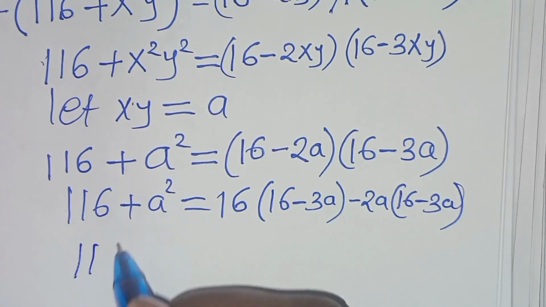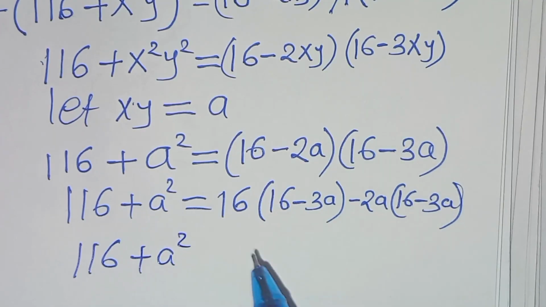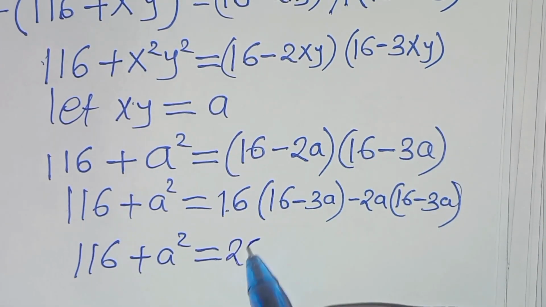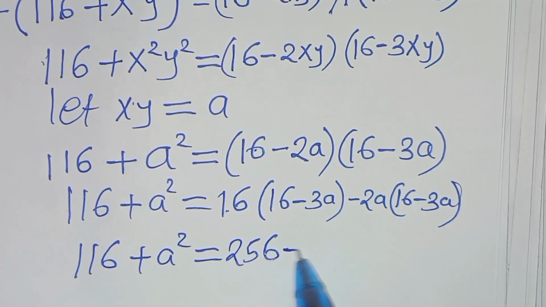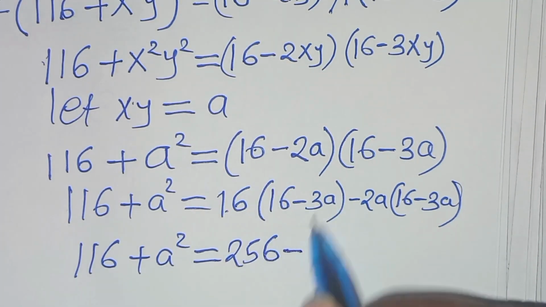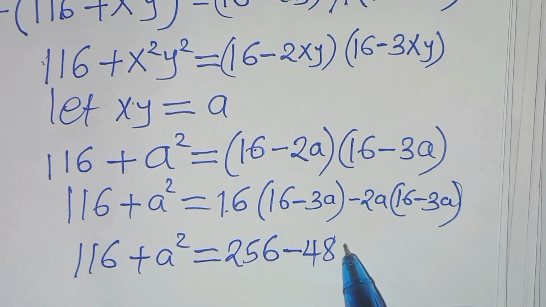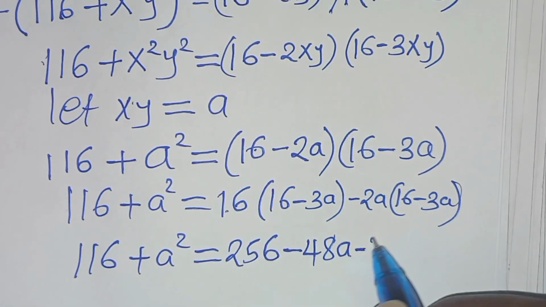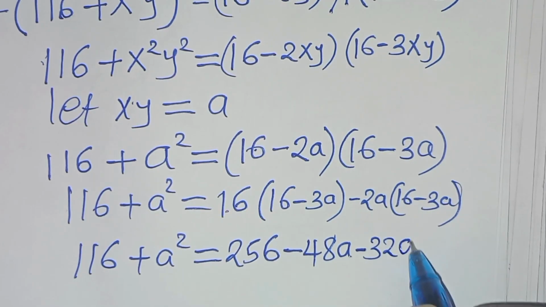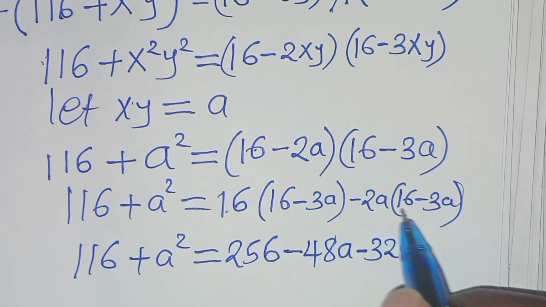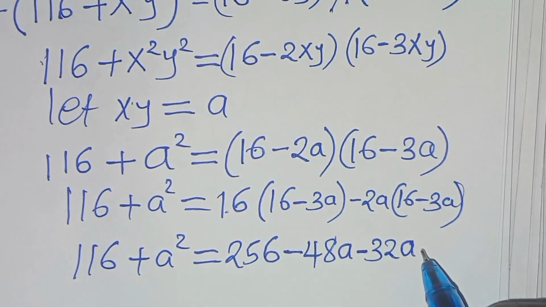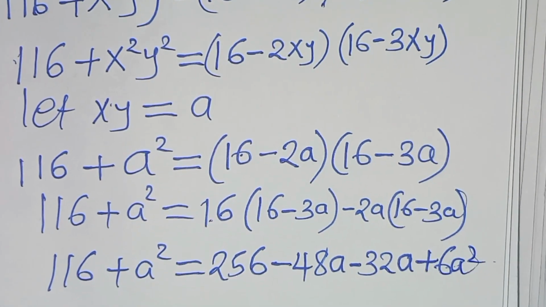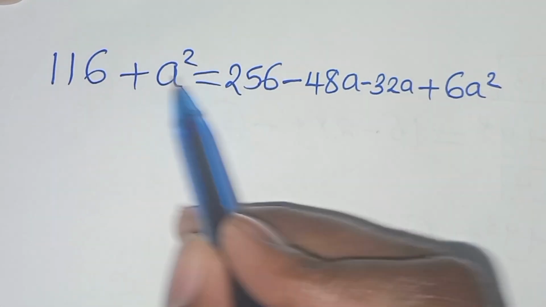So we have 116 plus a squared. This is equal to 16 times 16. This is 256. Subtract 16 times 3a. This is 48a. Then subtract 16 times 2a. This is 32a. Then minus 2a times minus 3a. This is plus 6a squared. From here, we have 116 plus a squared.